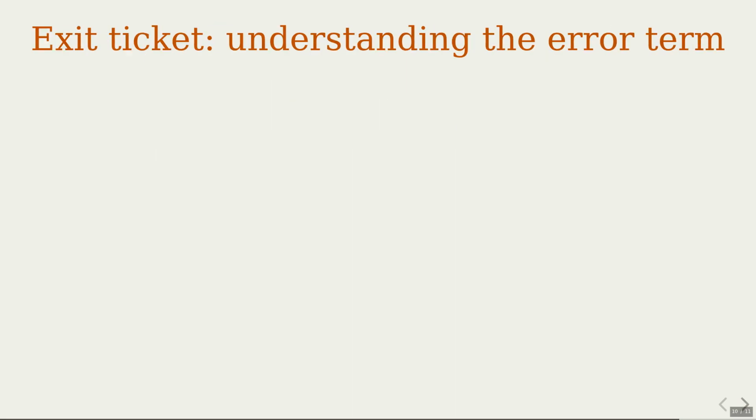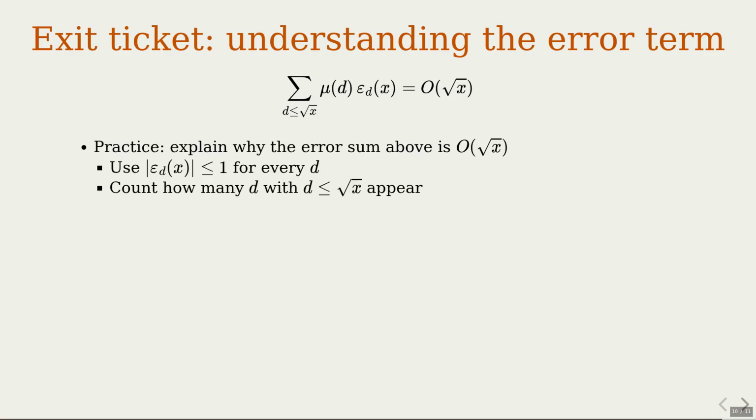Before we finish, let us check that you are comfortable with how we controlled the error term. This equation summarizes the key estimate. The contribution from the epsilon terms is bounded by a constant times square root of x. For practice, justify this bound. Each epsilon term has size at most 1, and only d up to square root of x appear, so the whole sum cannot exceed a constant times square root of x.